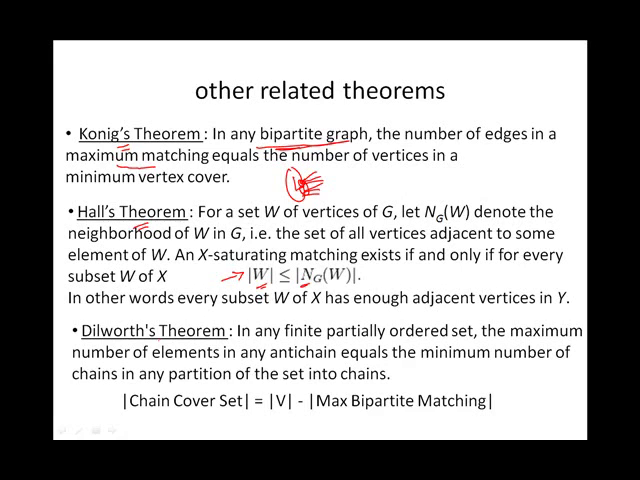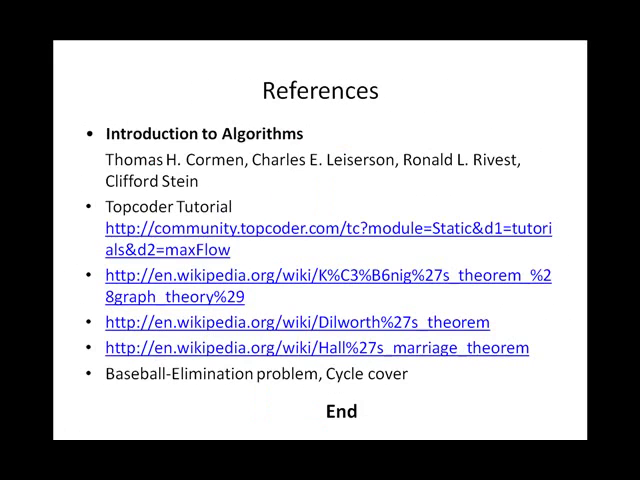And there is the next theorem, Dilworth's theorem. If you are given a partially ordered set, the maximum number of elements in an anti-chain equals the minimum number of chains in any partition of the set into chains. Using this property, we can find the minimum number of chains required to cover the set. That is nothing but the number of vertices present minus the maximum bipartite matching. These are some advanced theorems which use the MaxFlow problem. We don't need to go into deep details in these theorems if you are looking at just the basic standard MaxFlow problem. So that's it for now.